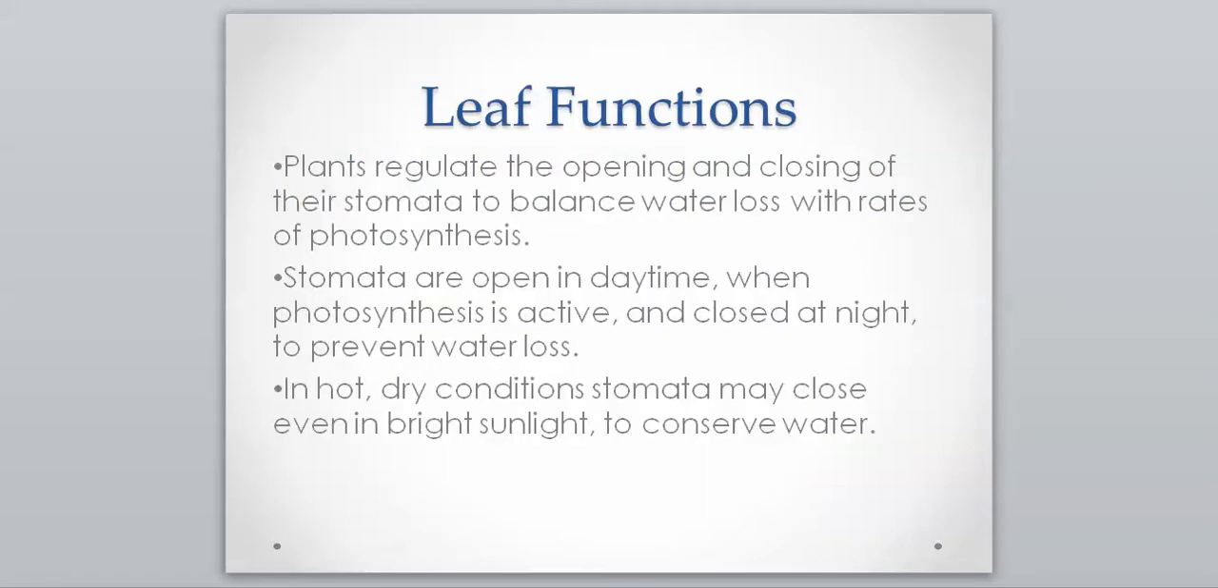So plants regulate the opening and closing of their stomata to balance water loss with rates of photosynthesis. Stoma are open in daytime when photosynthesis is active and closed at night to prevent water loss. Photosynthesis takes place during the daytime because that's when the sunlight is out, and that's when they need to take in all their energy. And in hot, dry conditions, stomata may close even in bright sunlight to conserve water. So the plants are going to want to keep in as much water as possible. They're not always going to be open. They'll only be open in the right conditions.